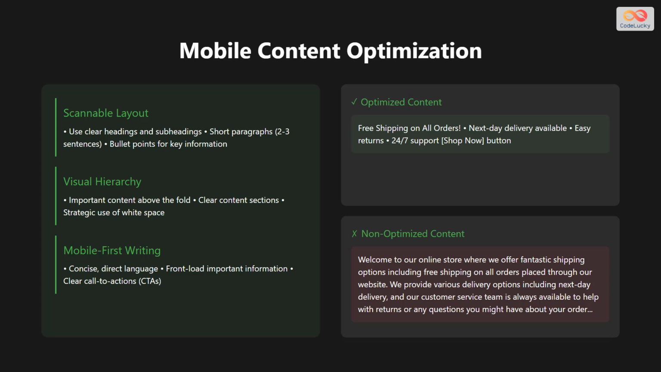Let's understand this with a good and bad example. The optimized content is direct to the point and provides all the important information in a short and scannable format, whereas the non-optimized content is long, with multiple sentences, making it less readable.